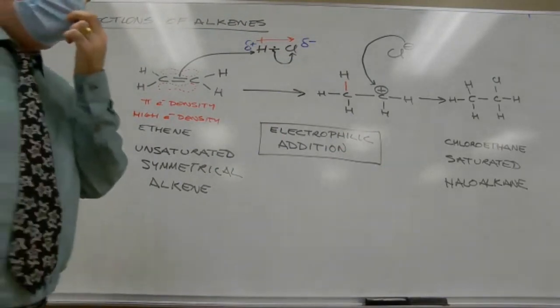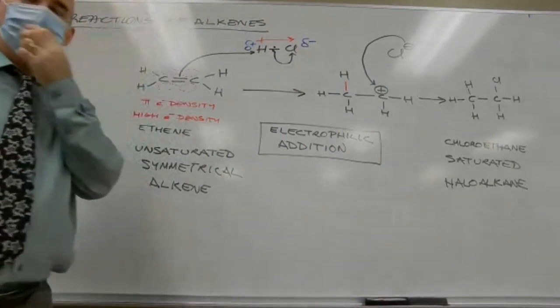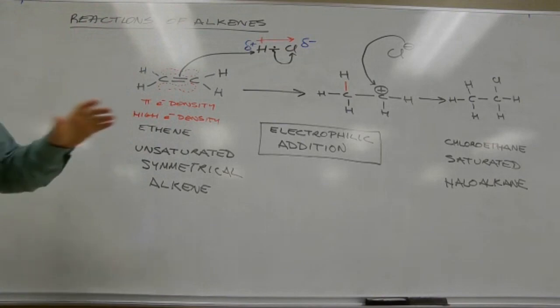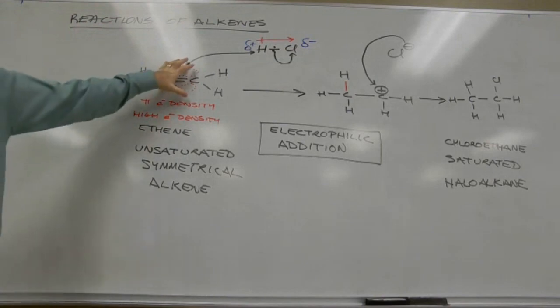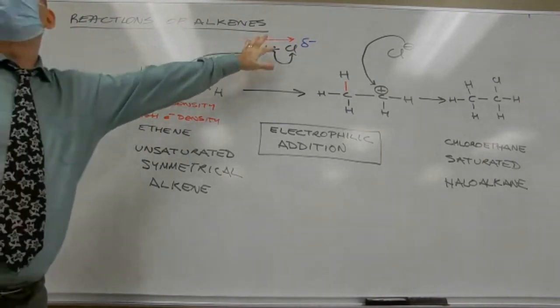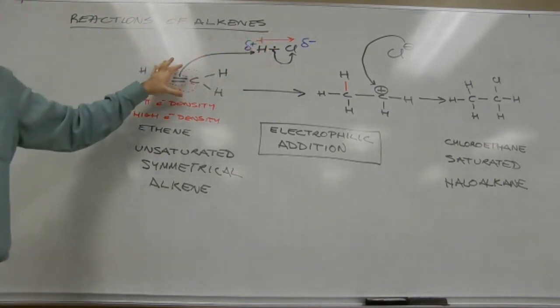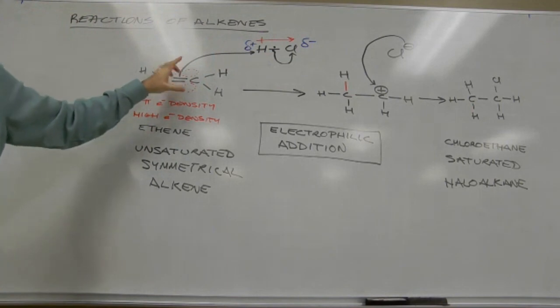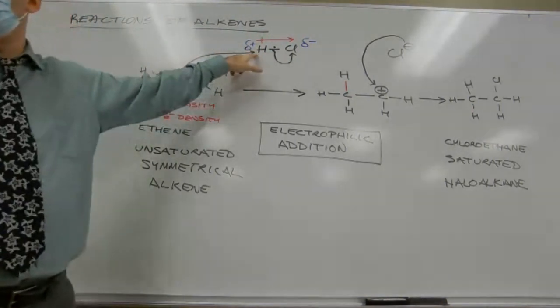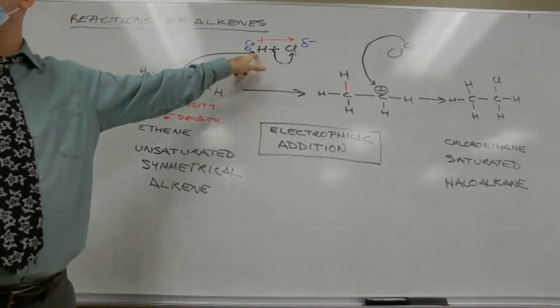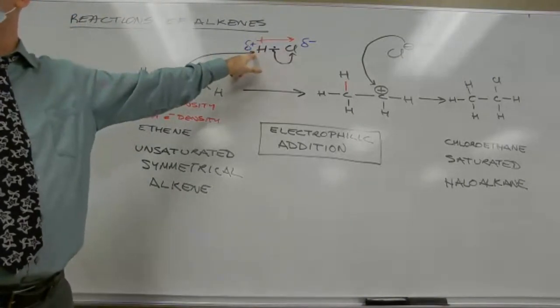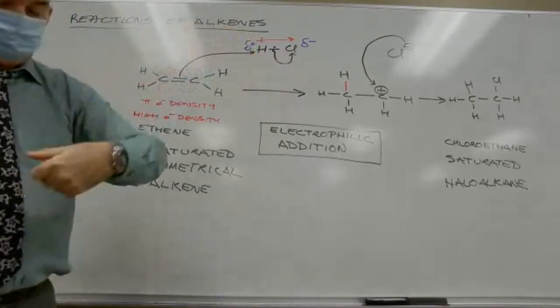So we name the reactions based on what the other thing in solution is doing to our chemical. Our chemical is the alkene, and it's the electrophile that's causing it to react. The electrophile is this positive part right here.